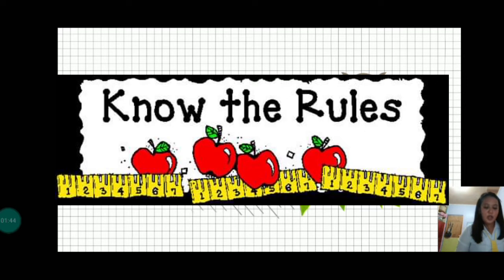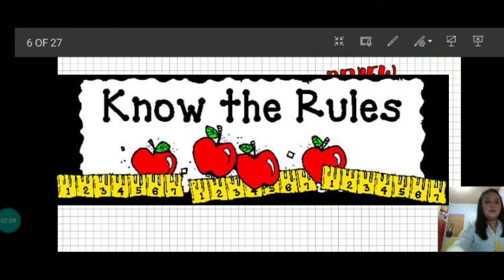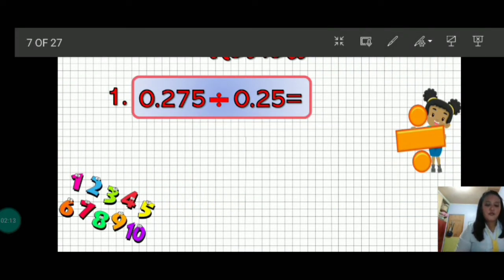Good job, children. So now, let's start then. So, children, do you still remember the lesson yesterday? Okay, great. Yesterday, we discussed dividing decimals. So now, I have here an equation about decimals. To know if you really understand our lesson yesterday, I want you to solve this equation. Then after that, we will solve it together, okay? I'll be giving you 3 minutes. Then after that, I will be asking one of you to present his or her solution.